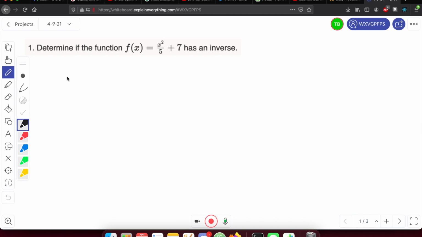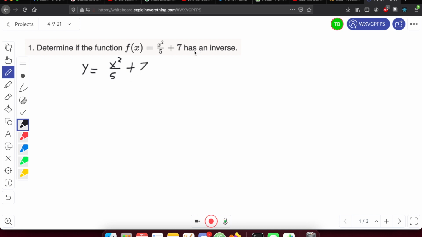Question 1. Determine if the function f of x equals x squared divided by 5 plus 7 has an inverse. So the first thing we're going to do is write this in xy form. So we'll replace f of x with y. So y equals x squared divided by 5 plus 7.